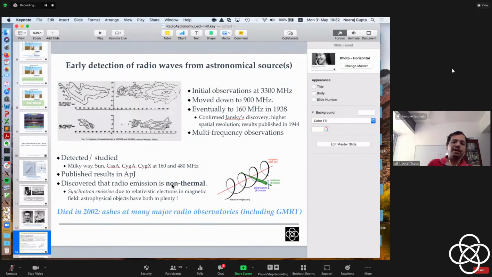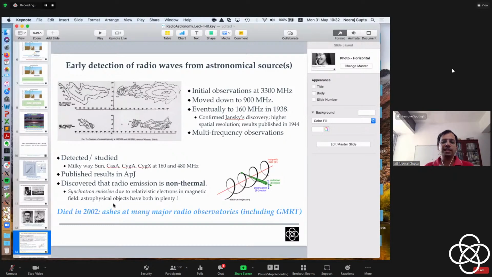And around the same time, theoretical development was also taking place, and it was suggested that it is actually coming from electrons gyrating in the presence of magnetic field. So this is a synchrotron emission due to relativistic electrons in magnetic field. And astrophysical objects, for example, like our galaxy, have plenty of relativistic electrons, and it also has magnetic fields everywhere.